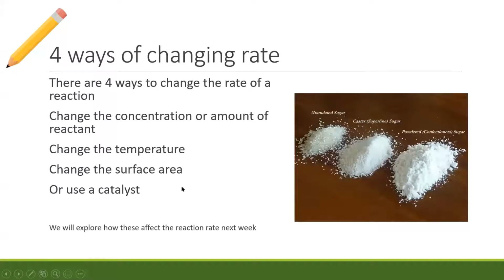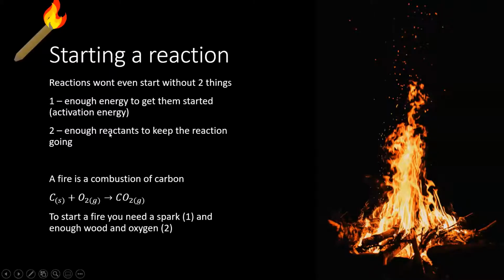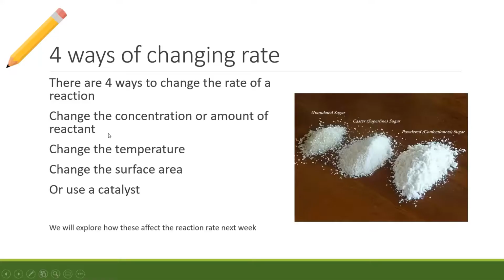But before I do that, we'll quickly say the 4 ways of changing the reaction rate. Sometimes they refer to 5 ways because they break the top one up, but because I'm trying to simplify with you guys, I'm going to stick to 4. The 4 ways are the concentration or the amount of reactant, which is what we said before: make sure there's enough reactants. The second way is changing the temperature. The third way is the surface area, and the 4th way is to use a catalyst.